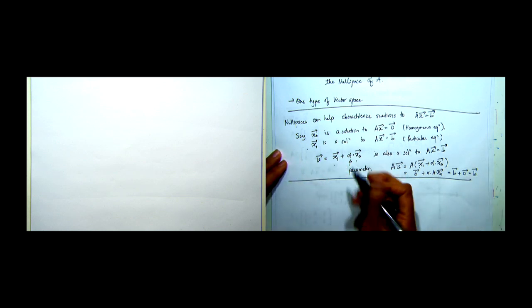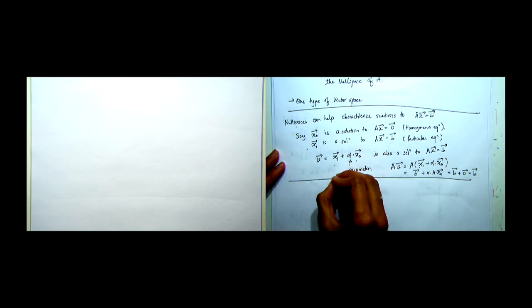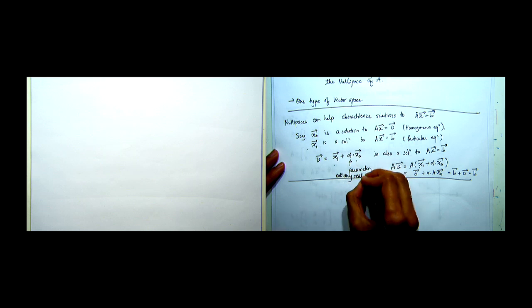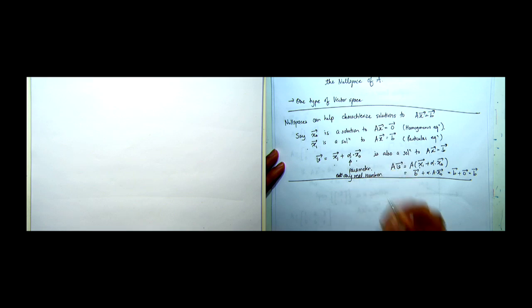Which gives me b. So any vector here, for any real number, right? Any real number. Does that clarify it? Yeah?